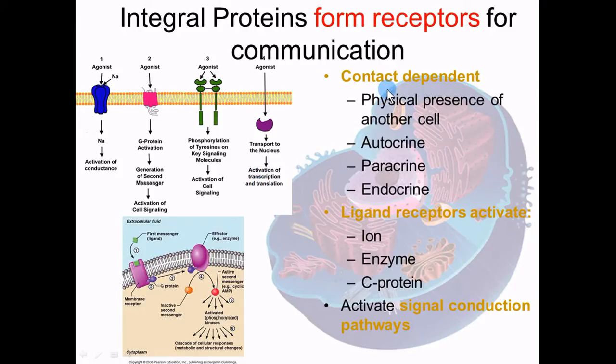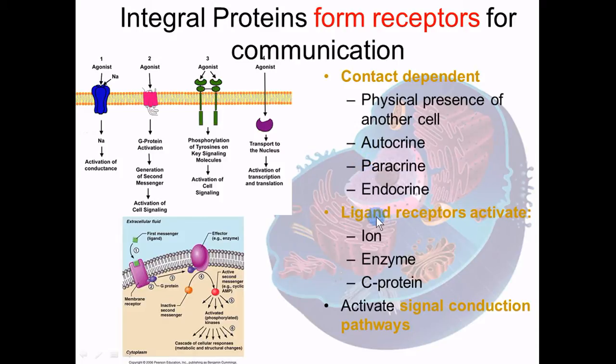When you go into better detail down the road, you're going to find it's contact dependent. It has to have something that touches it. A receptor has to be turned on by something, right? So it can be the presence of another cell. It can be other chemicals in the environment, whether it's hormones or chemicals released by that cell or by a neighboring cell.